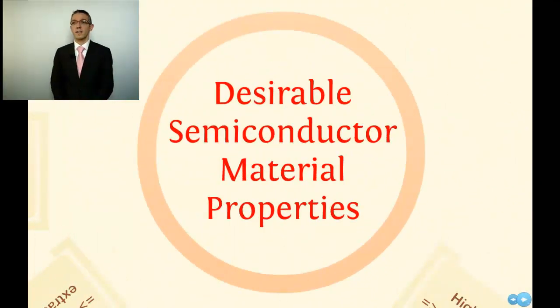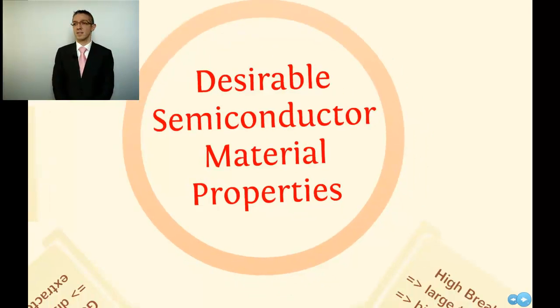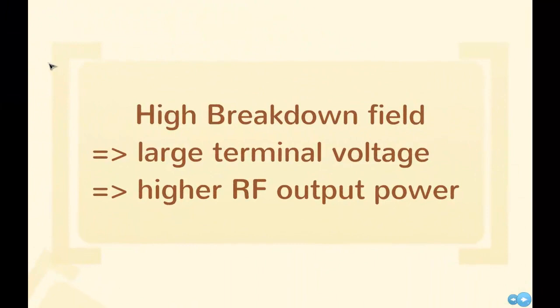So, what are the properties of semiconductor materials which are very desirable for microwave transistors? Well, first of all, we'd like a high breakdown field. That is the maximum internal field that the semiconductor can withstand before it breaks down. If you have a high breakdown field, then you can apply a large terminal voltage, and obviously this translates in a much higher RF output power.